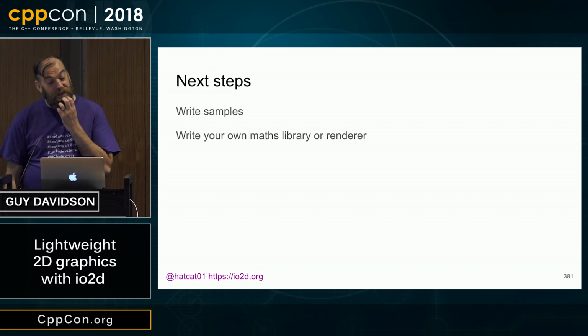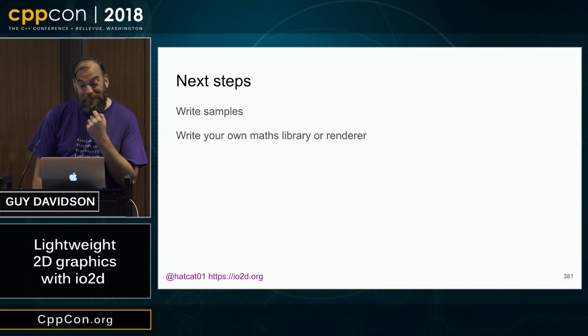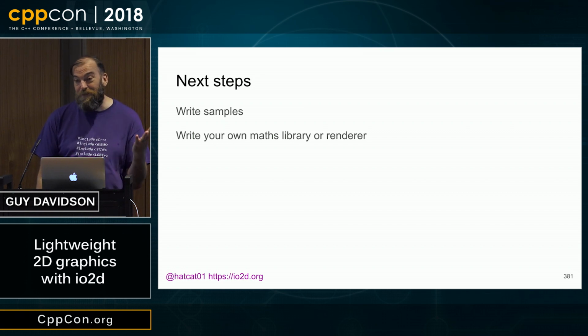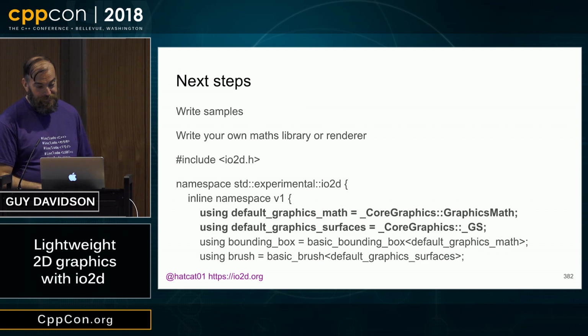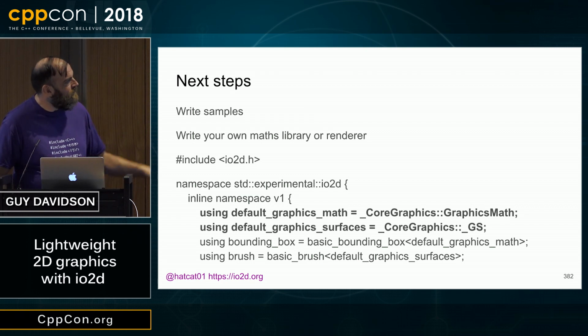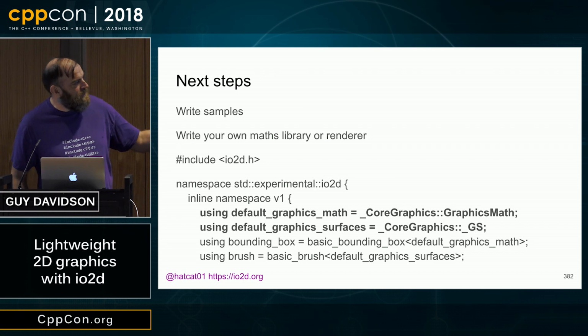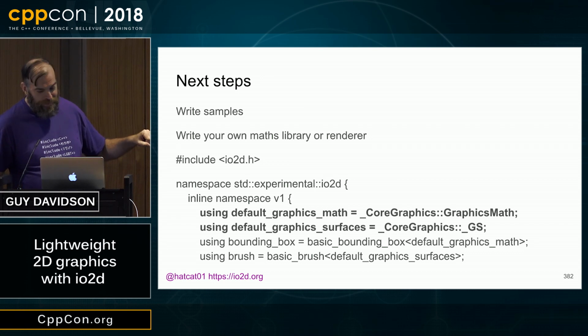Another thing you might want to try is writing your own maths library or your own renderer. These parts of the library are actually customization points. So let's take a look at them. io2d.h is the place to start. Here you can see all the types we've been looking at are actually specializations. So brush is in fact basic brush based over default graphics surface, templated over default graphics surfaces.